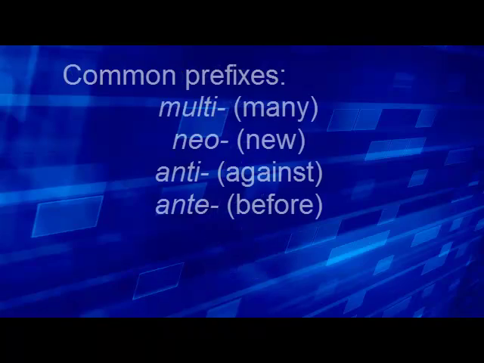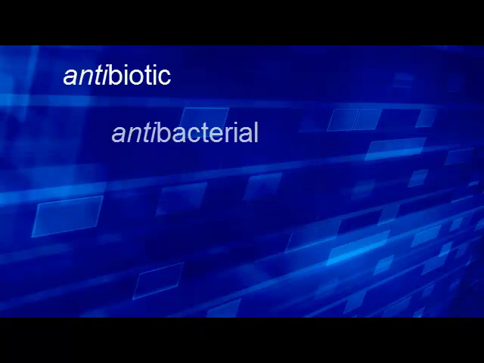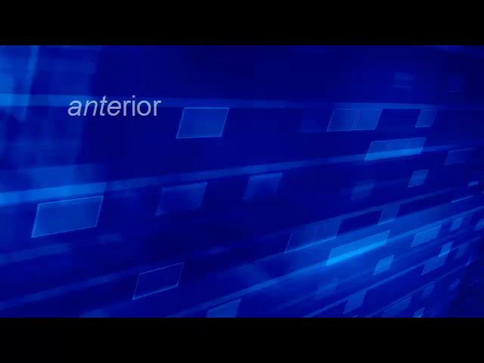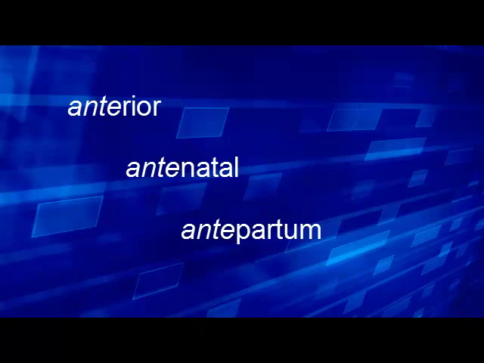So here's some common prefixes. Multi, neo means new. Anti and ante. Look, notice the spelling difference. One means against and one means before. Somebody give me a word with this anti with an I. Antibiotic, antibacterial, antiviral, right? All means against. How about with ante with this spelling? Anterior, antenatal, very good. Antepartum, before birth.